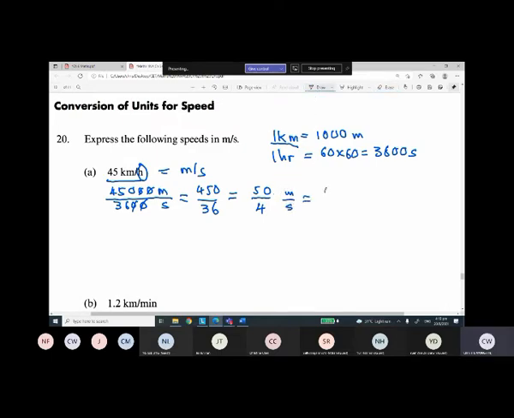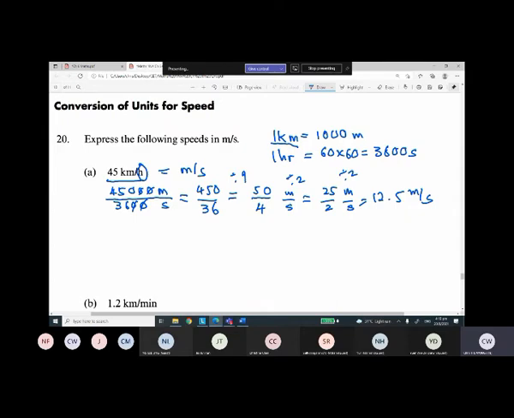So continue to reduce to the lowest term. It will be 25 over 2 meters per second, which is 12.5 meters per second. Is that the answer? Yes, that's the answer here. You must reduce to the lowest term. What I do is, here I divide by 9, here I divide by 2, and divide by 2 again, you have 12.5.